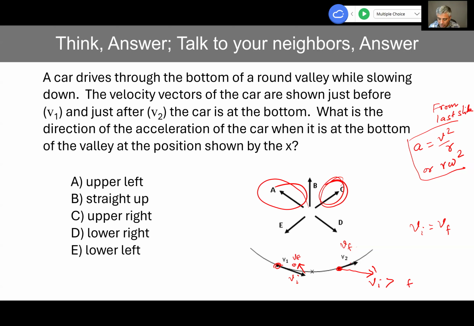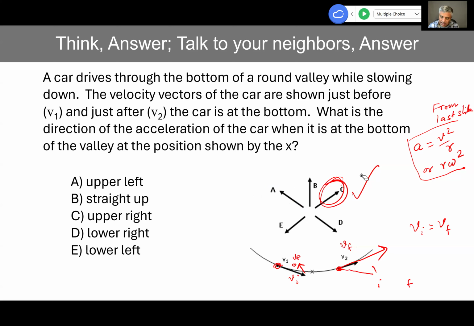If B2 was longer than BI, then this would be the correct answer in that case. When it's accelerating, when speed is increasing, the acceleration is more towards the original velocity. When it's slowing down, it's opposite to the velocity, as we learned when something is moving in a straight line. It is moving in part of a circle, so that's why the acceleration is not directly backward, but slightly off.